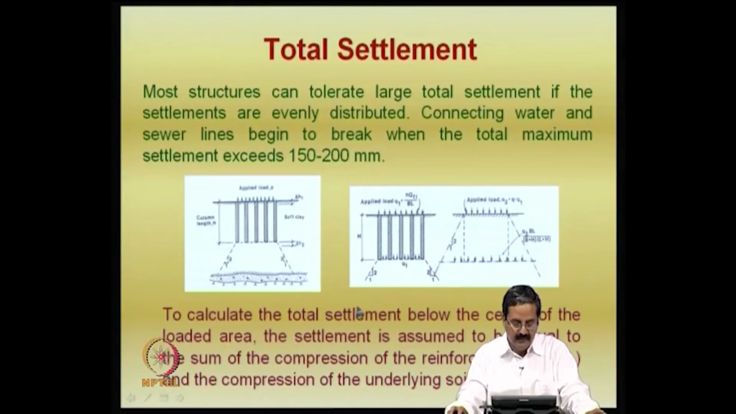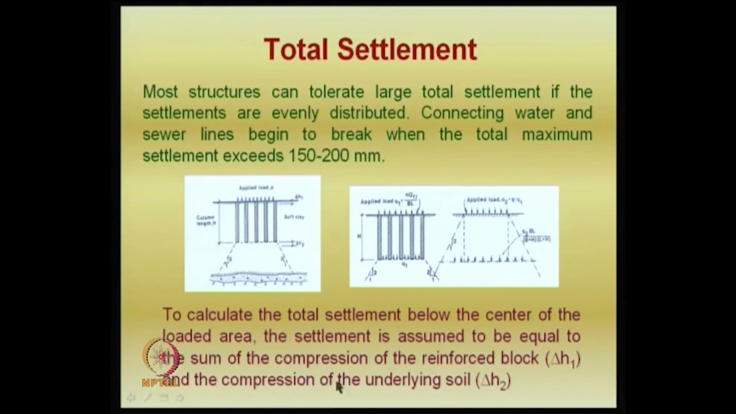What you assume is that the settlement is equal to the sum of the compression of the reinforced block. Actually, this is the reinforced block, which is a strong area compared to the rest of the area, and we assume that there is a settlement of delta H1 here. Then there is nothing that exists here. Most of the time there will always be a question: should I take it to the hard stratum? If the hard stratum is 20 meters, should I take the length of the pile to 20 meters? Actually, in most stone columns, or even piles, we have this question, but it is not necessary.